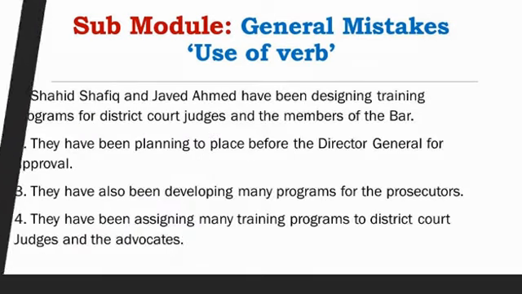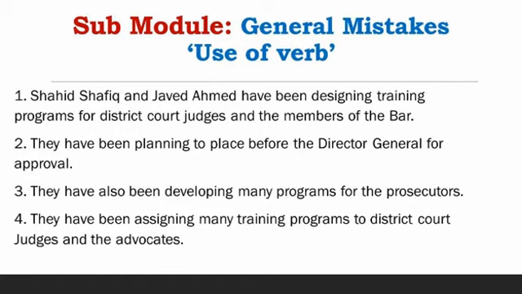Please read the following sentences. I read for you. Shahid Shafiq and Javed Ahmed have been designing training programs for judges and members of the bar. They have been planning to submit before Director General for approval. They have also been developing many programs for prosecutors. They have been assigning many training programs to district court judges and the advocates. Is there any mistake in these sentences?